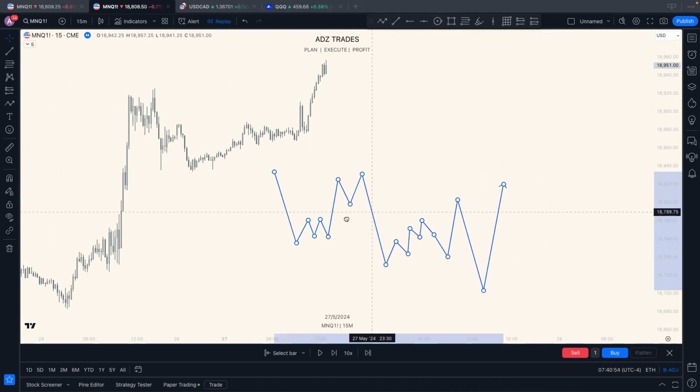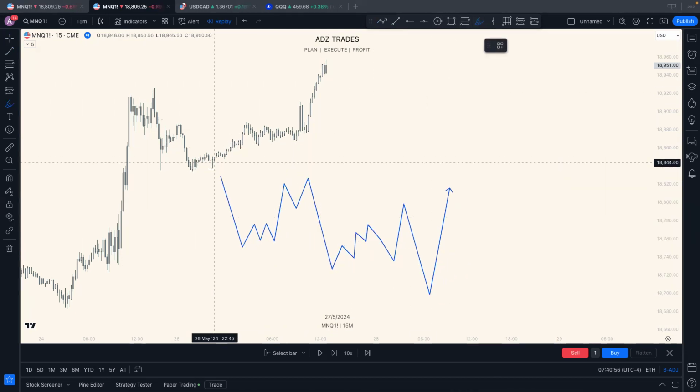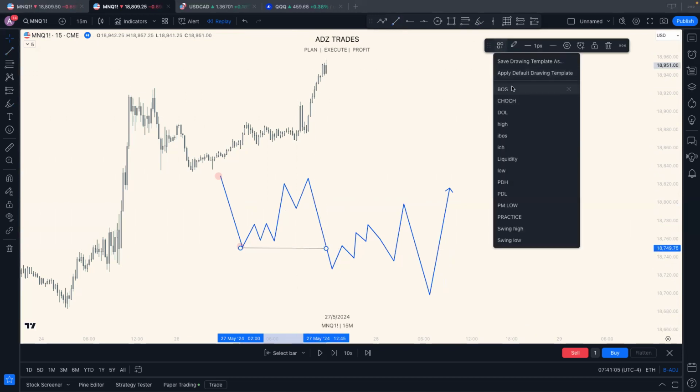Okay, what have we done? Again, let's just analyze it. Simple. We have a high, we have a low. We now break this low with a candle closure. That makes that our breaker structure in a downtrend.